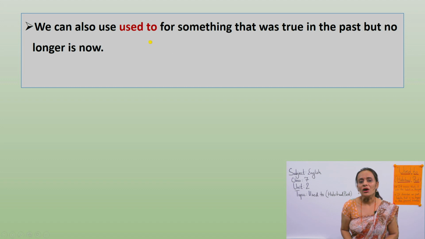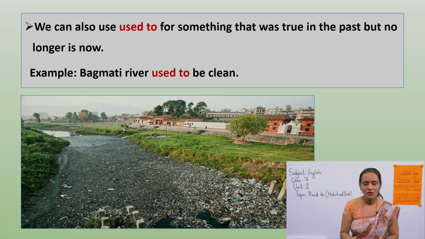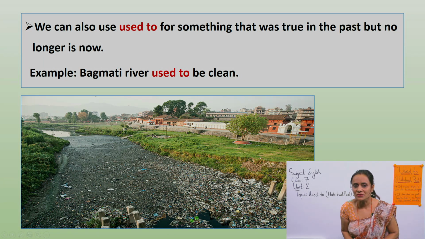Now, we can also use "used to" for something that was true in the past, but no longer is now. Let's see the example. What can you see here? You can see the Bagmati river, the well-known river of Kathmandu Valley. Maybe you have heard, isn't it, my dear students? Yes. So, I have made the sentence here: Bagmati river used to be clean. That was true in the past, but no longer is now.